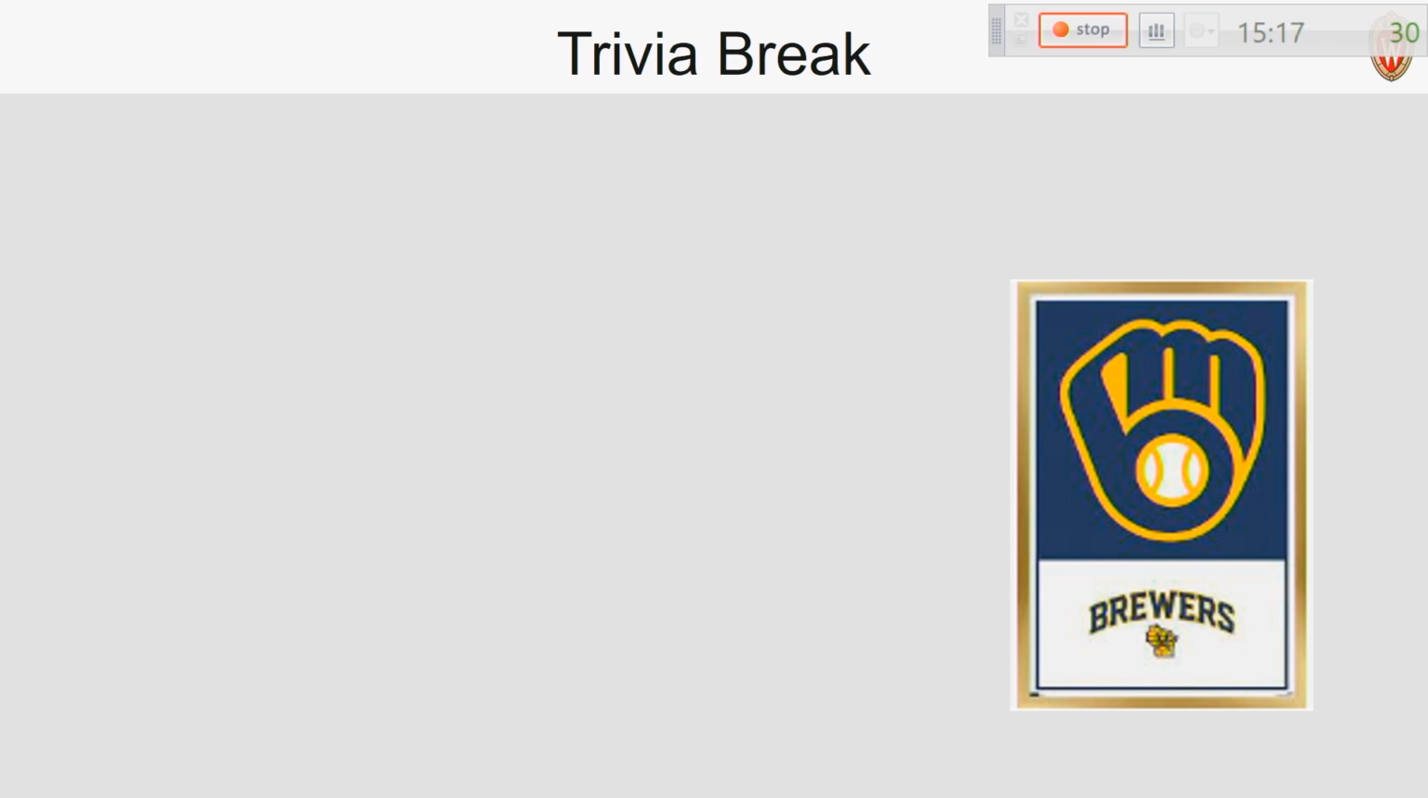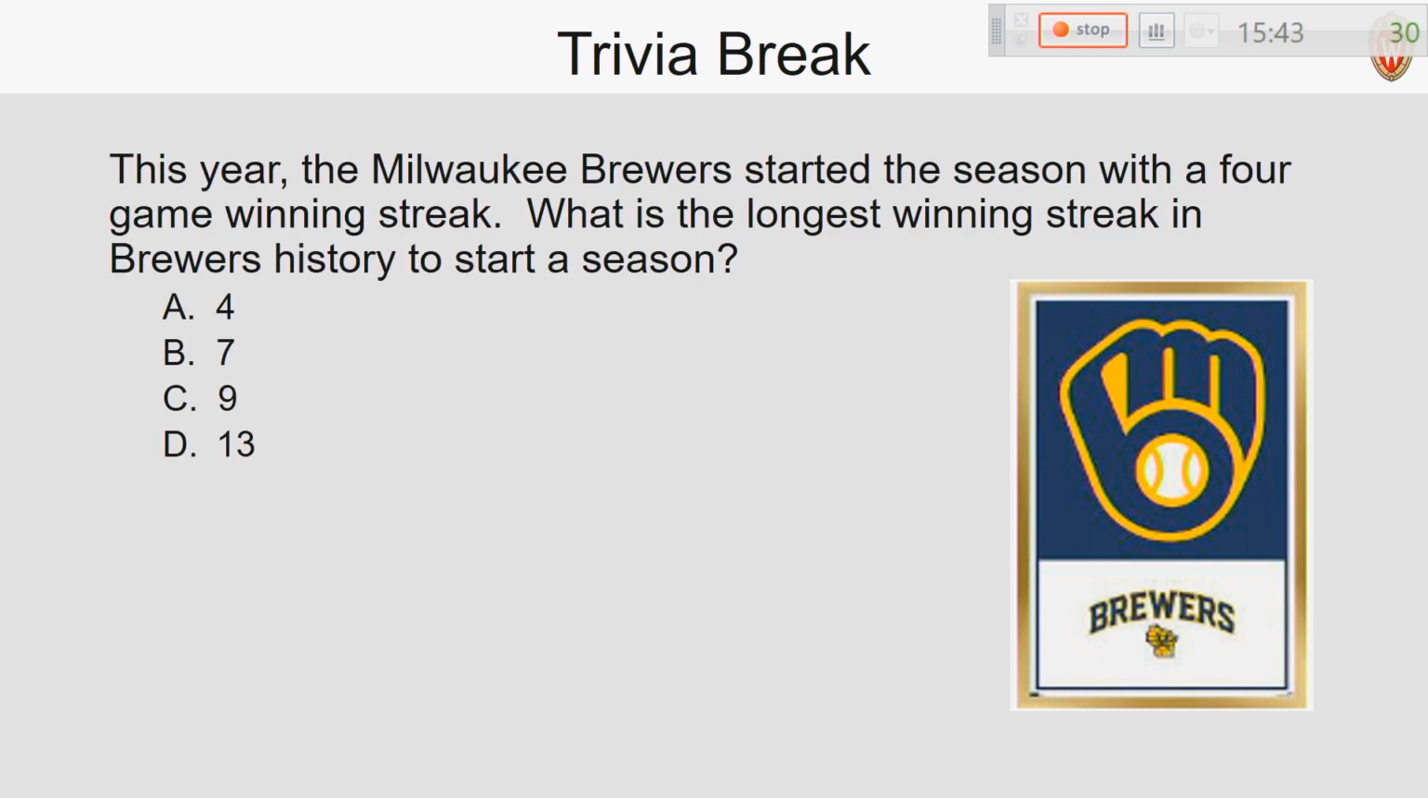All right, quick trivia break to refresh. As I was putting this together, it was when the Brewers were first starting. I always thought when Eric Munson does his things, he always does the "you make the call." It got me thinking about baseball, and in memory of one of my former colleagues who was a big Brewers fan, who unfortunately we lost earlier this year, I thought I'd throw this in there. So this year, the Brewers started the season with a 4-game winning streak. What is the longest winning streak in Brewers history to start a season? 4, 7, 9, or 13?